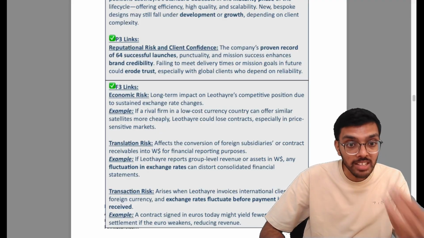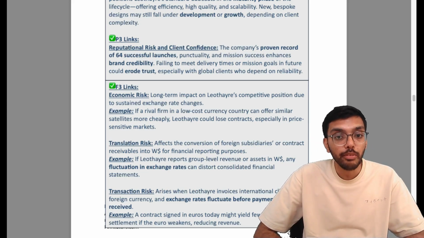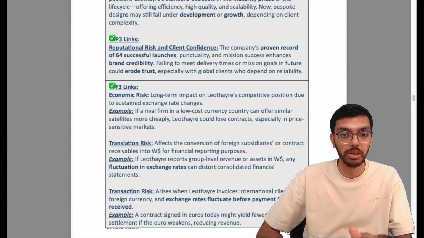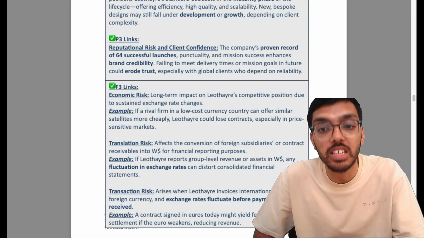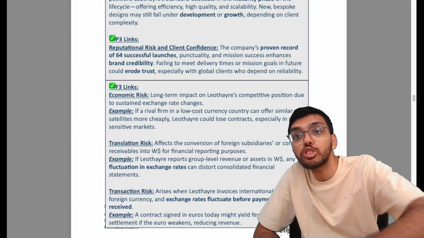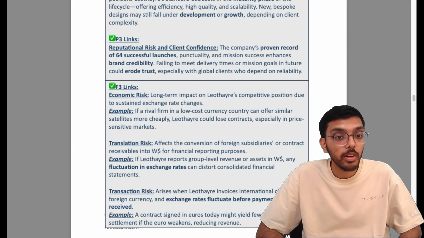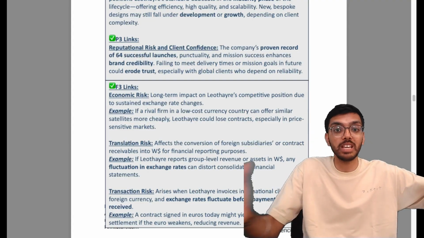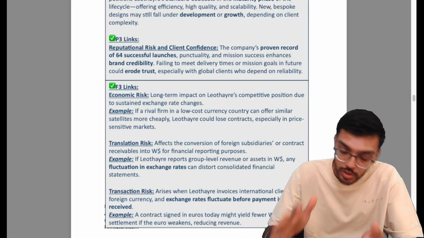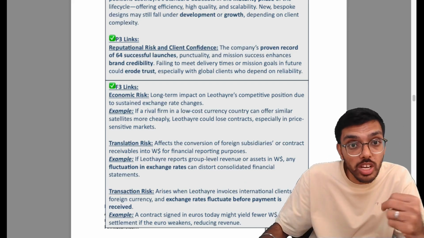Same way, there can be a translation risk situation. Translation risk meaning if we own foreign assets or liabilities in a different currency, then we need to consolidate it at year end, which means it needs to be converted to W dollars. So there could be a translation loss. Same with transaction risk, because we have international clients, we will be invoicing them in different currencies. So there will be a risk of that currency exchange rate changing.